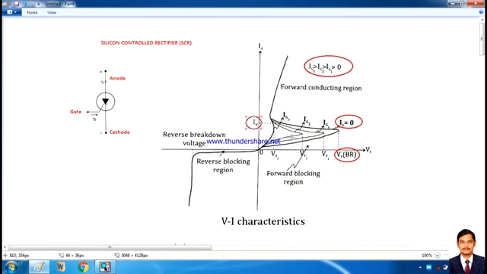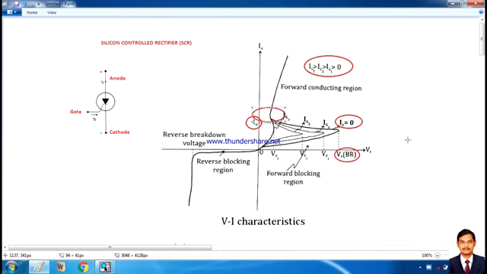Next, IL, the latching current. It is the minimum value of the anode current required to keep the SCR turned on after removing the gate signal. The latching current is larger than the holding current. That means it comes somewhere here. So your IL is greater than the holding current. Once the SCR turns on, the gate loses its control. Though I remove the gate control signal, the anode is still in an on state, which is conducting. So we will find this particular curve.